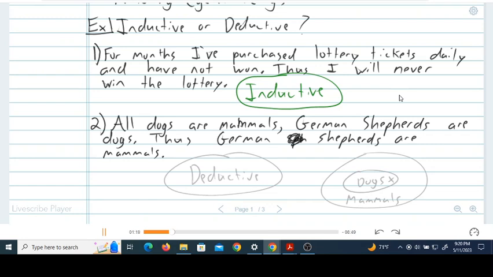All dogs are mammals, German Shepherds are dogs, therefore German Shepherds must be mammals. This is deductive reasoning. It's basically using a subset argument. Right? So it's saying, hey, all dogs are a subset of the mammals. German Shepherds are in the dogs set, therefore they must be in the mammal set. And then the logic there works.